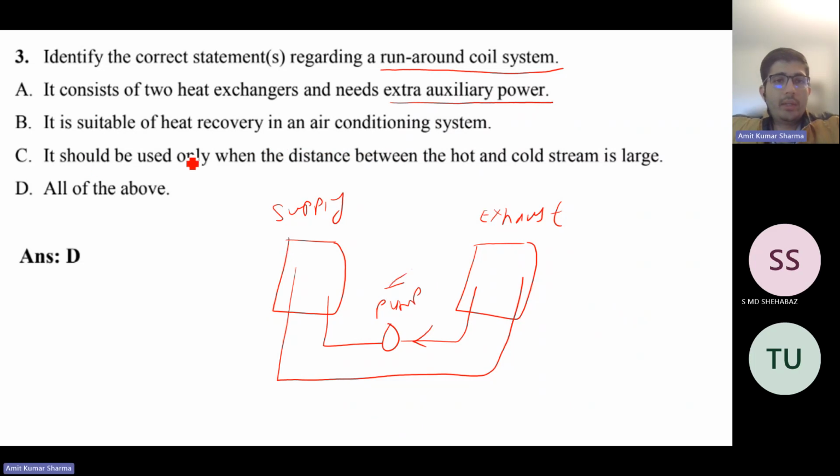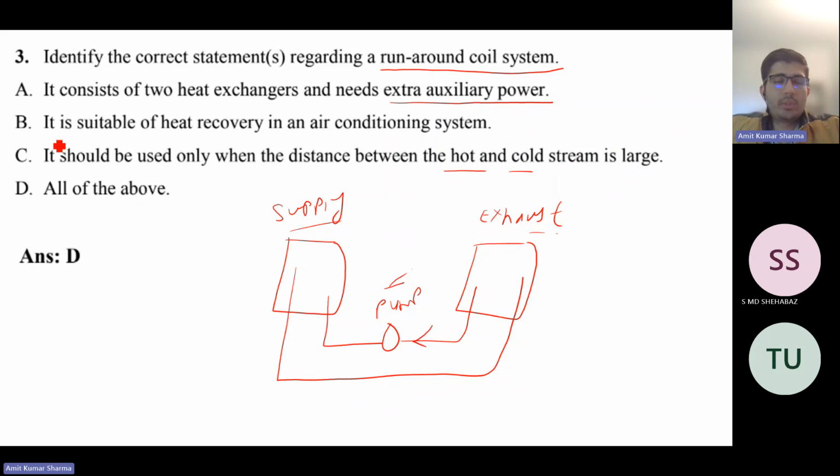It is suitable for heat recovery in air conditioning system. So here we have a system of two types, supply and exhaust. Okay. So we can use it for air conditioning. It should be used only when the distance between the hot and cold stream is large, because you can see we are using a piping network here. So it is very suitable for a long distance between hot and cold stream. With suitable piping, we can flow water in that piping, and as water is the medium, we can exchange the heat.